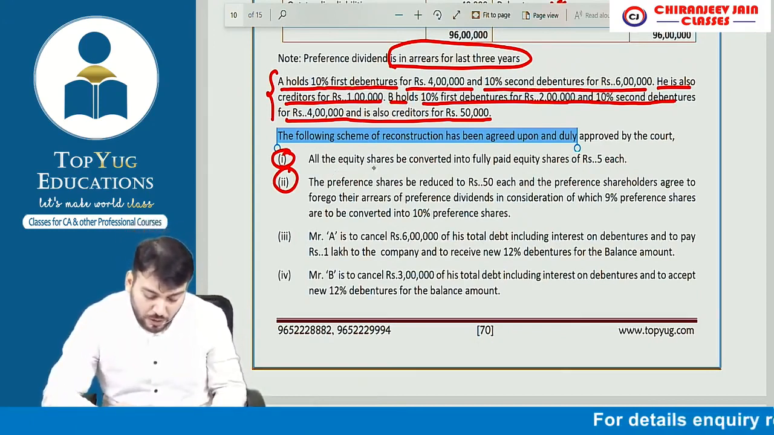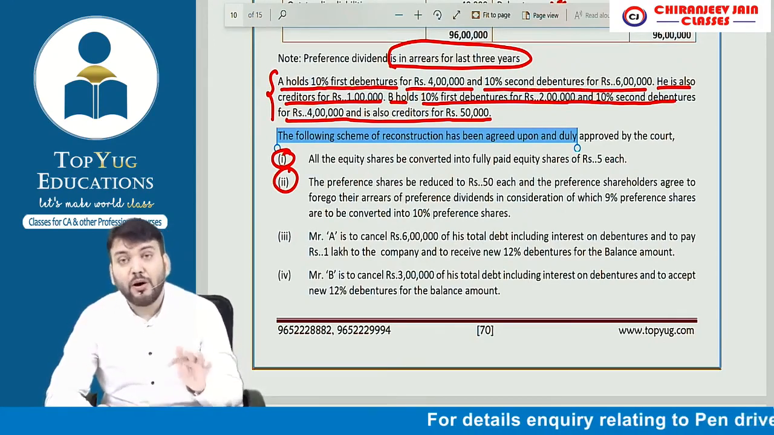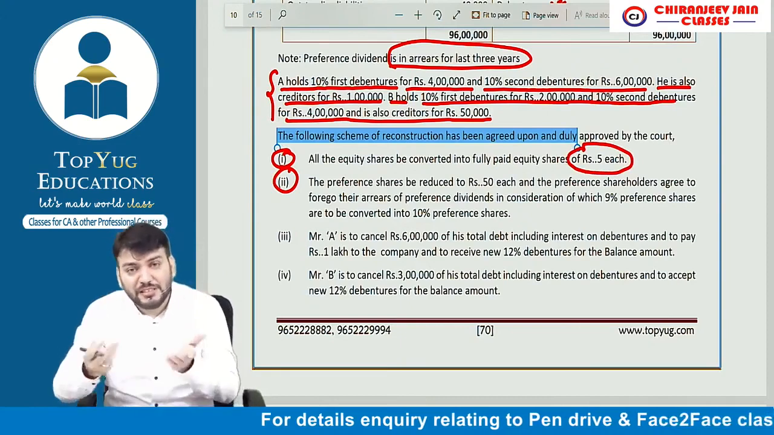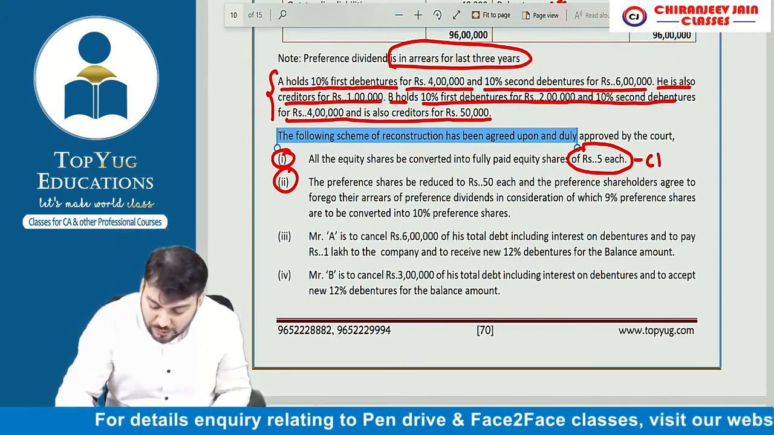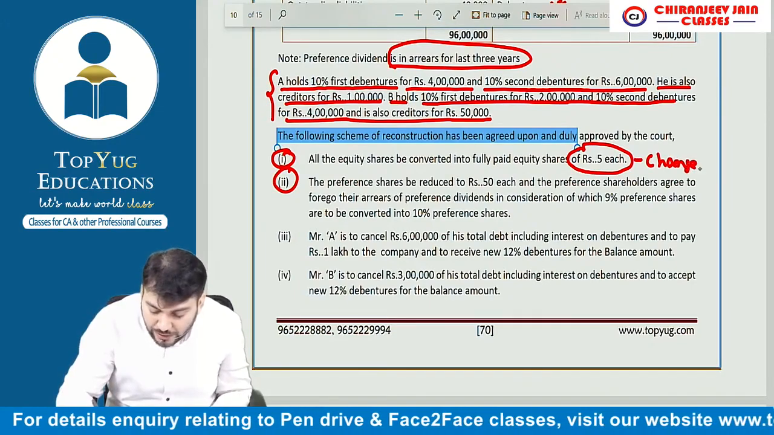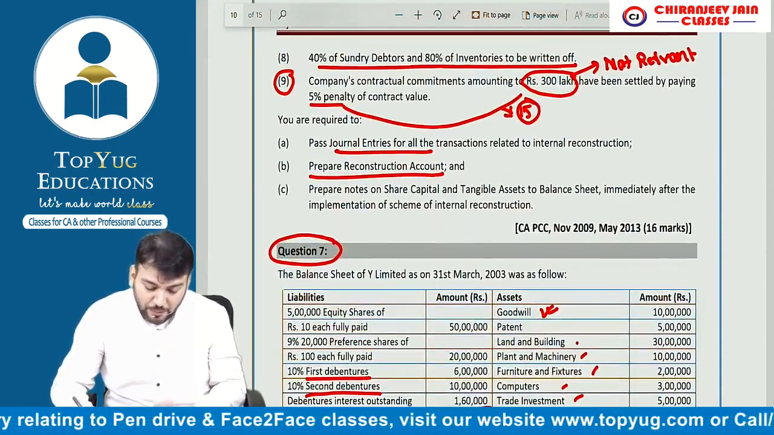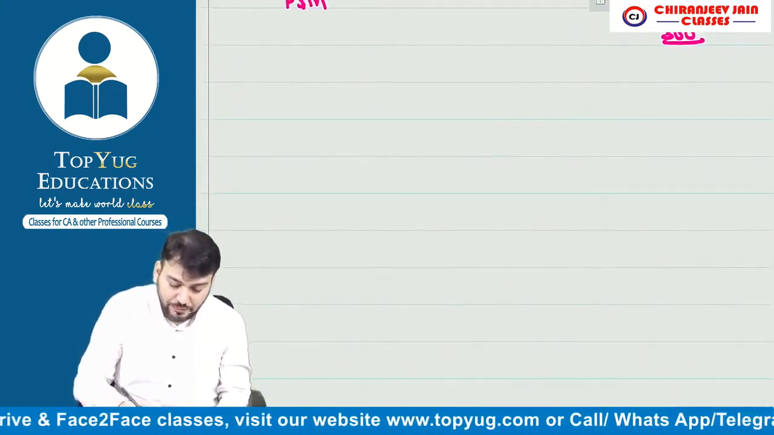So first is what? All the equity shares be converted into fully paid equity shares of rupees 5. यहाँ लिख दिया of rupees 5, which means क्या convert कर रहे हैं into new face value. तो this is also with change in face value. With change in face value. समझे? तो कर लेते हैं point number 1 journal entry. So we are doing journal entry in the books of Y Limited. Can we start? Yes sir.